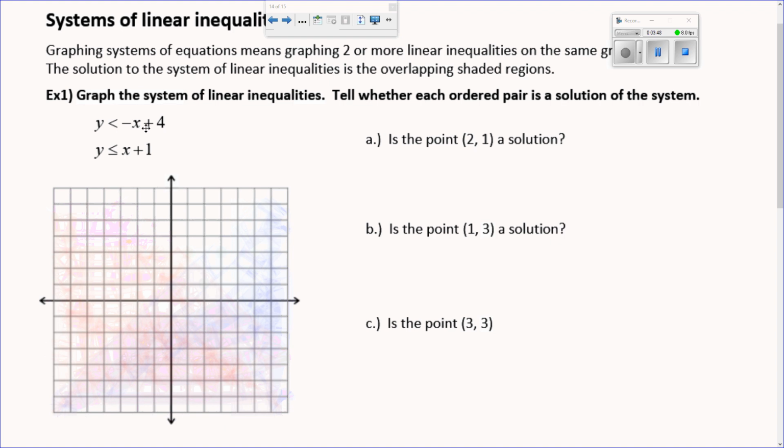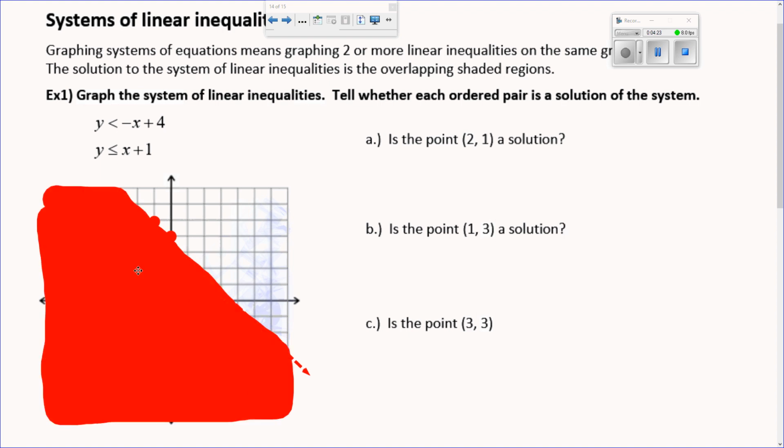So let's start with the first one. We have y is less than negative x plus 4. So what's my y-intercept? My y-intercept's 4, and what's my slope? Negative 1. So I'm going to go down 1 over 1, or I can go up 1, negative 1. All right. And is it going to be a dotted line or a solid line? It's dotted. Okay. And then am I going to shade above or below that dotted line? I'm going to shade below.